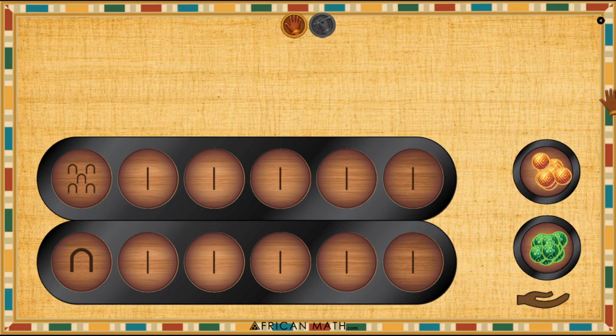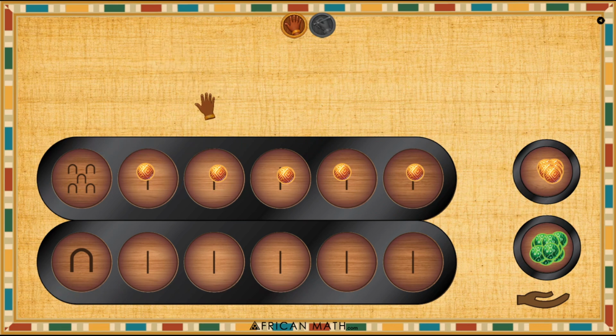We're going to have fun playing a fun game called the African Math 10 frame game, and we are going to start by counting 1, 2, 3, 4, and we have 5. That's awesome. We have 5.